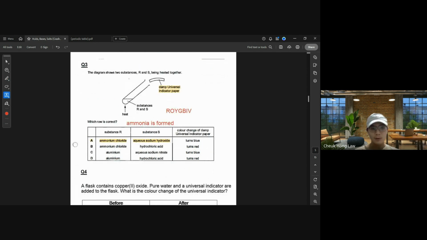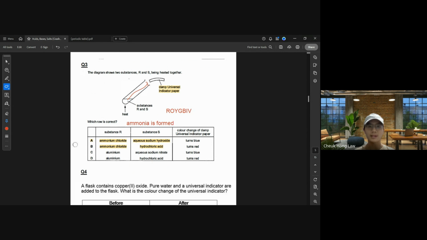So we have ammonium chloride and hydrochloric acid. We didn't learn any reaction for this, because for acids, we only learn 3, right? Acid plus metals, acid plus base, acid plus carbonate. We didn't learn acid plus ammonium chloride. So there won't be any reaction, and therefore there won't be any gas formed.